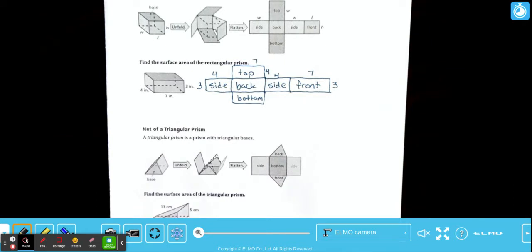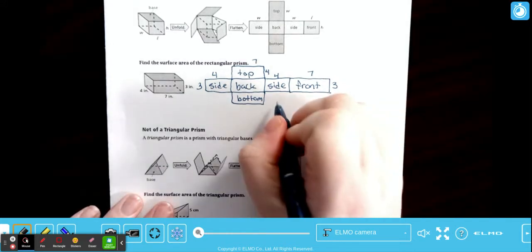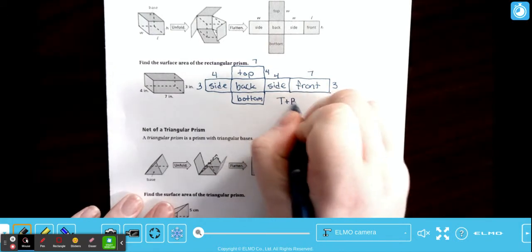I actually find nets kind of difficult to find the surface area. So what I'm going to do is find the area of each individual shape and then double it because there's 2 of the same shape. So let's start with the top and bottom.